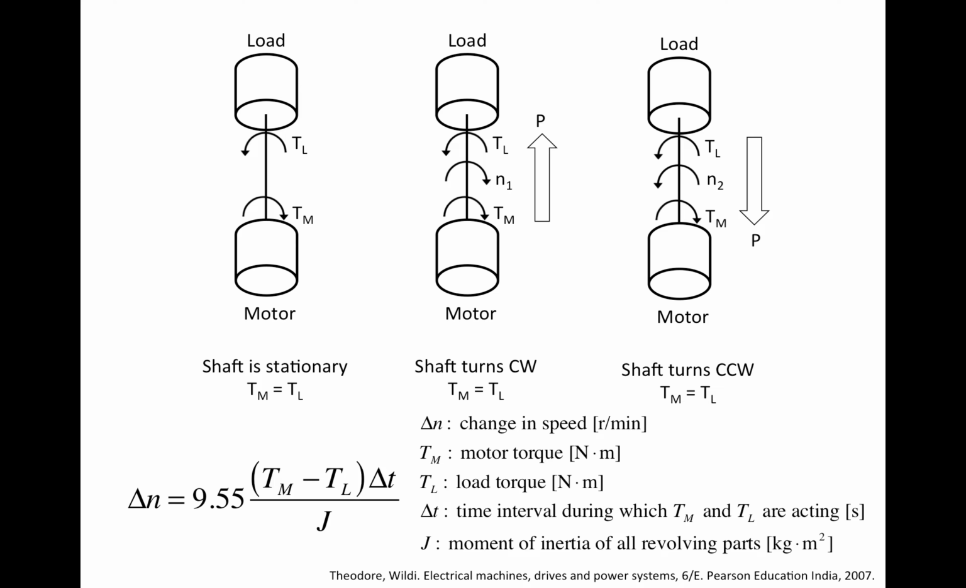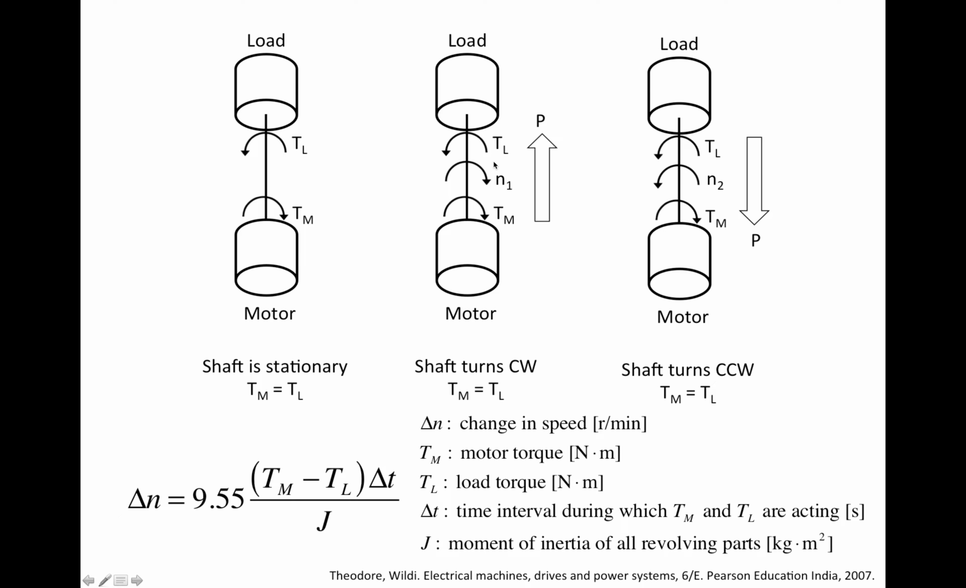So now suppose we keep reducing Tm, right? At this point Tm equals TL, but let's keep reducing Tm so that it is less than the load torque TL now. If that's the case, then TL is going to be larger than Tm, and then we have a net counterclockwise torque, right? And don't forget at this point the shaft is still rotating in the clockwise direction.